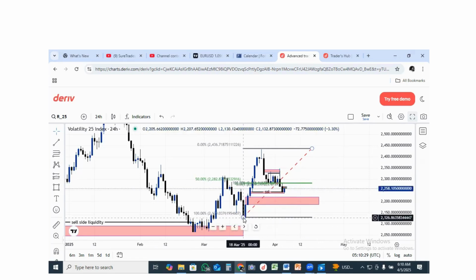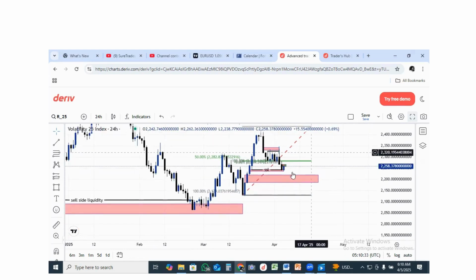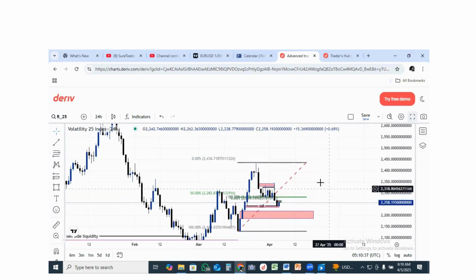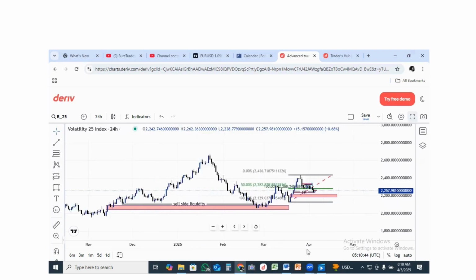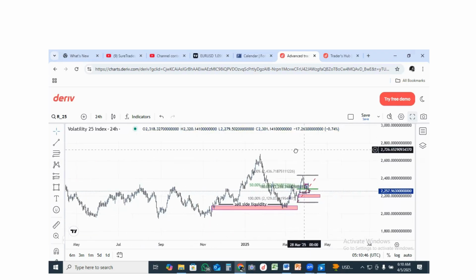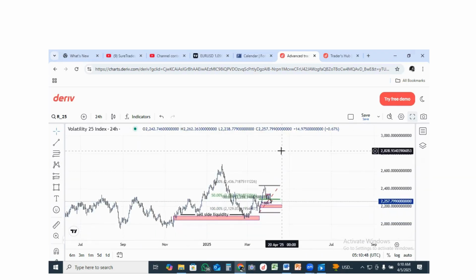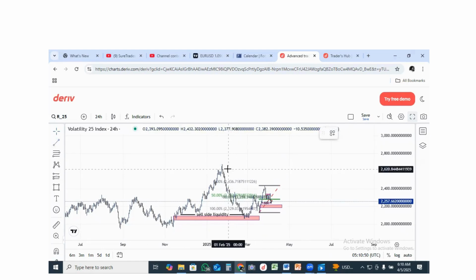So I marked this swing low. This is a pure market structure shift right here, guys. This is a pure market structure shift, this one here. So I am trying to let you know this is where I get my bias from. I get my bias from the daily, for synthetics.